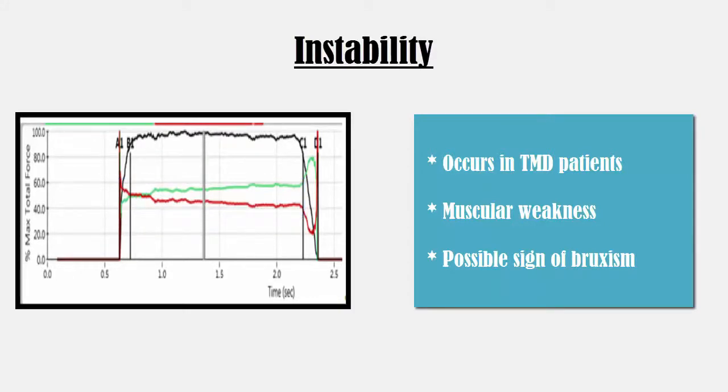The wavy black, red, and green force lines may demonstrate muscle activating interferences, which may lead to pain within the muscles.